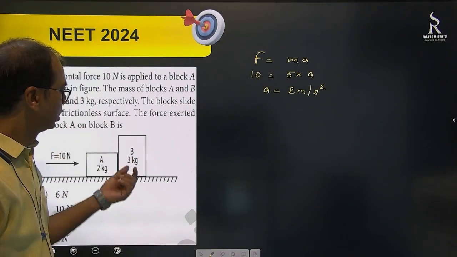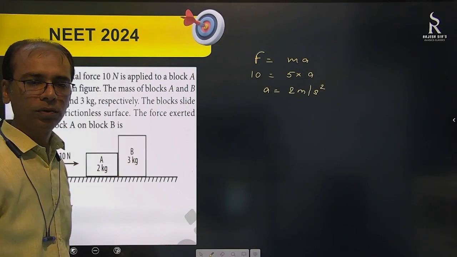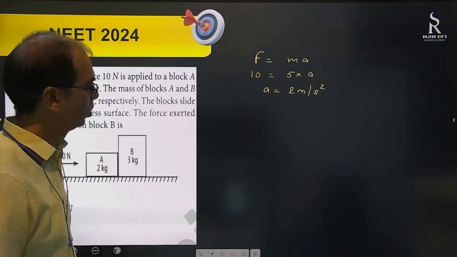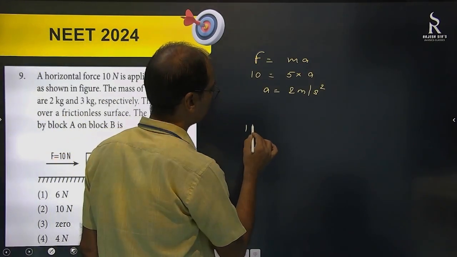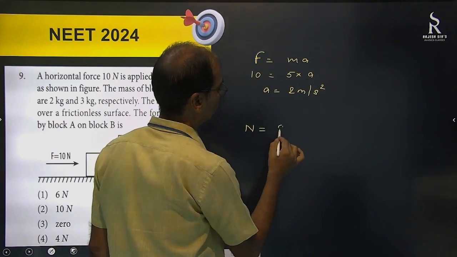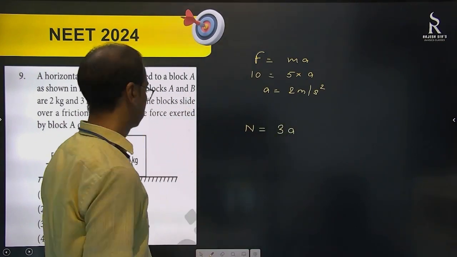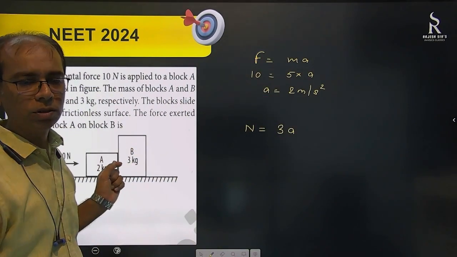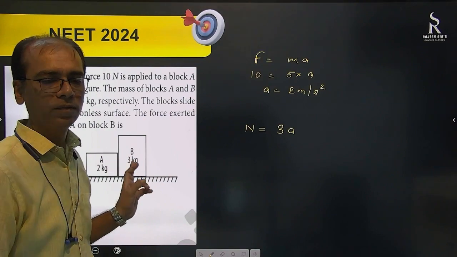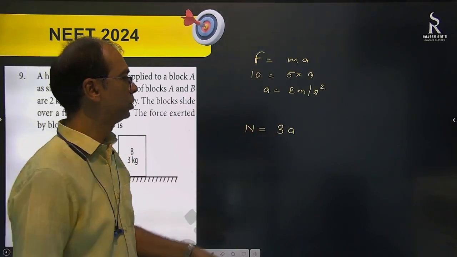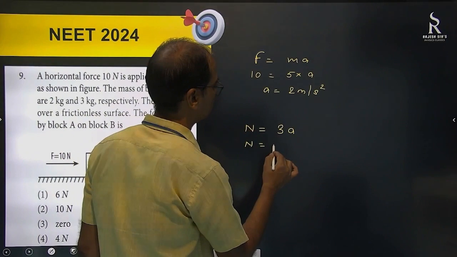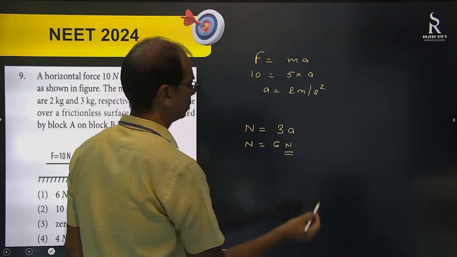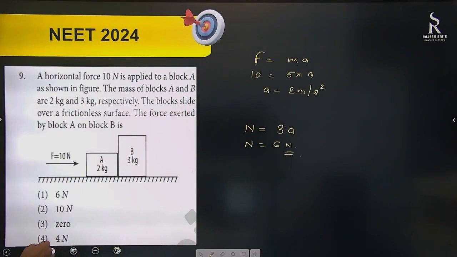Now the next question is, who is making this 3 kg block move? The 2 kg. The 2 kg is pushing it. So the push given by the 2 kg, say N, equals 3 into A. The same acceleration, since both are moving together. So who is pushing the 3 kg? I said the 2 kg only. The normal contact force between 2 kg and 3 kg is equal to 3A. So N is equal to 6 Newton. That's all. Over. An easy question.